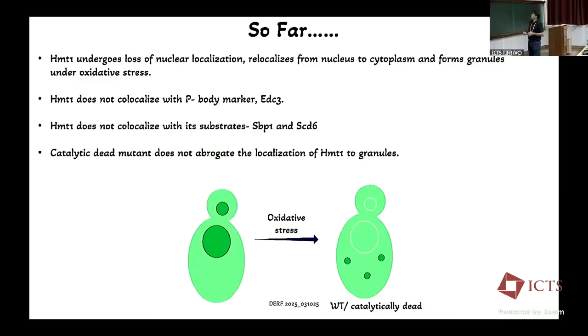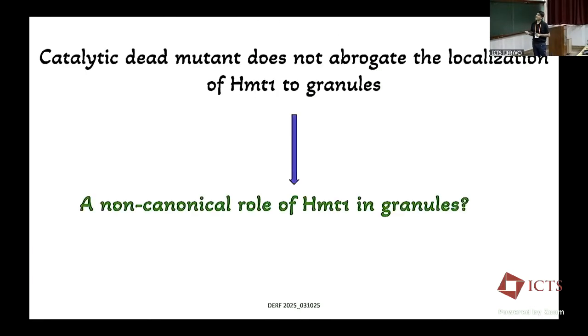All right, so what have I shown you so far? HMT1 undergoes loss of nuclear localization, relocalizes to the cytoplasm and accumulates in granules upon oxidative stress. It does not co-localize with P bodies, SBP1 or SCD6, and the catalytically dead mutant does not abrogate the localization of HMT1 to granules. All right, so this was pointing towards perhaps a non-canonical function of this protein. Now, what could that non-canonical function be, right?